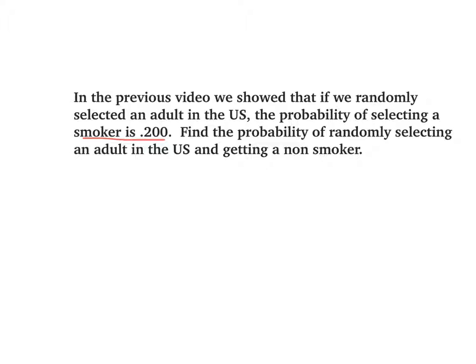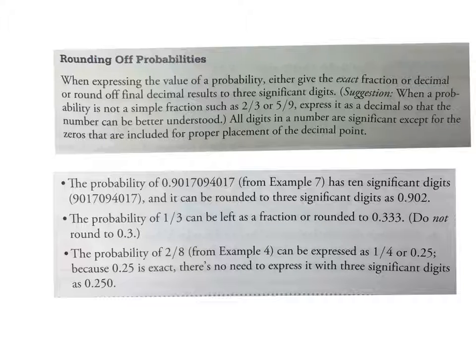So all you have to do, total probability is 1. If you subtract the smokers from the total of 1, you get 0.800. So you have basically an 80% chance of randomly selecting a non-smoker because you had a 20% chance, or 0.200, of selecting a smoker. That's how complements work. Just 1 minus the probability of the real thing happening.